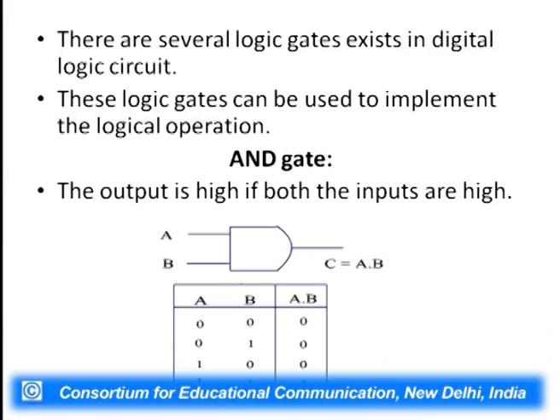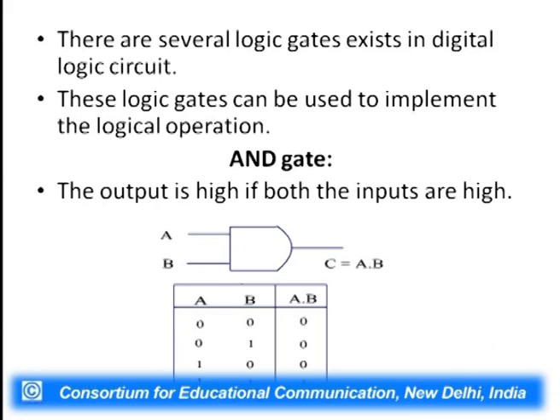These logic gates are basic gates, being the AND gate, OR gate and a NOT gate. Then there are the universal gates, which are the NAND gate and NOR gate, NAND standing for NOT of AND, NOR standing for NOT of OR, and then there are the exclusive gates called the XOR gate and the XNOR gate.